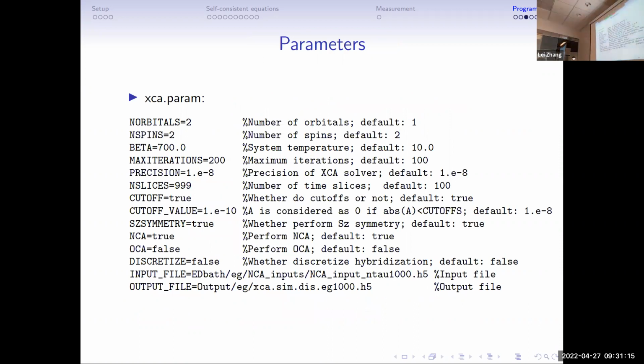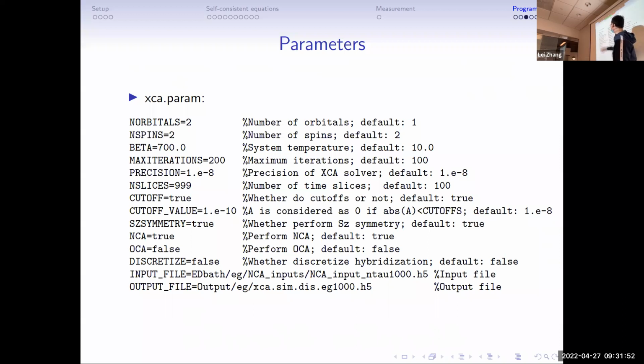And these are all the input parameters in my code. This column is the real value I used in the simulation of the eg orbital of the magnet outside. The first one is the number of orbitals. The second one is the number of spins. Currently, my code only supports spin one-half systems, but if needed, I can generalize that later. The third one is beta, the system temperature.